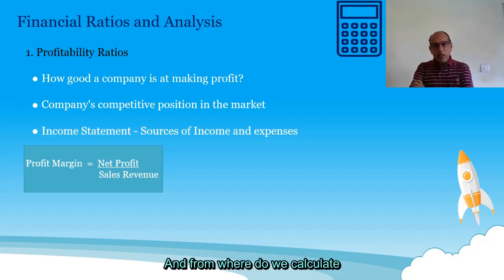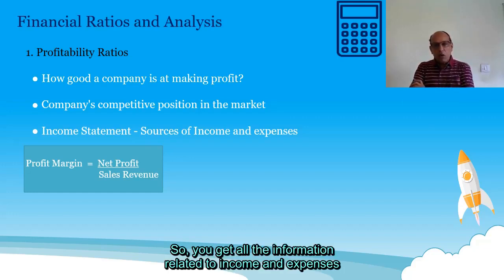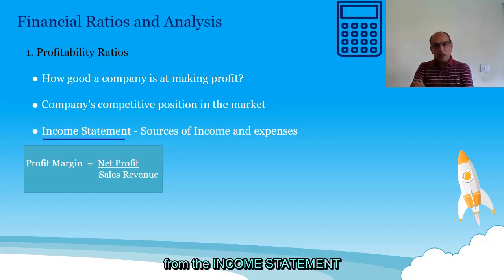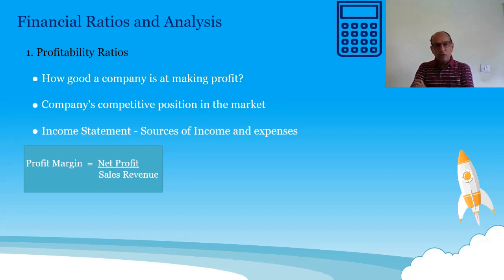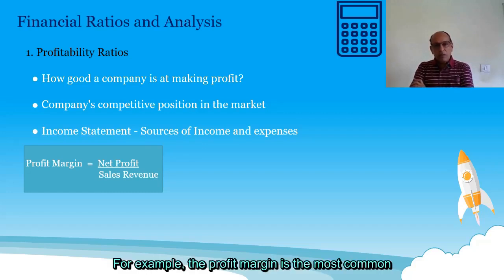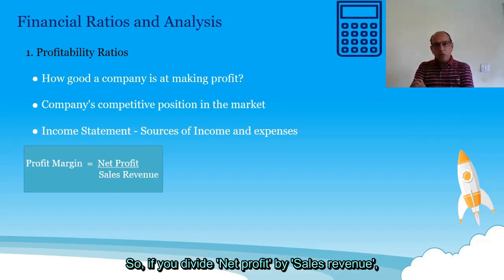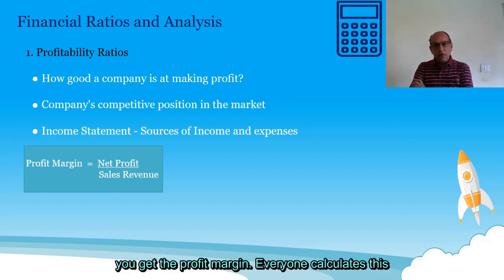And from where do we calculate these profitability ratios? You get all the information related to income and expenses from the income statement. Hence, we can calculate different types of profitability ratios. For example, the profit margin is the most common. If you divide net profit by sales revenue, you get the profit margin. Everyone calculates this.